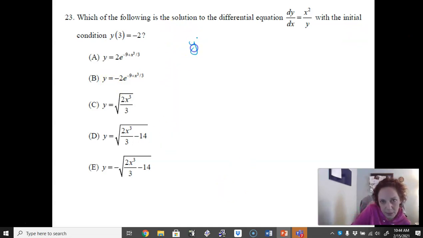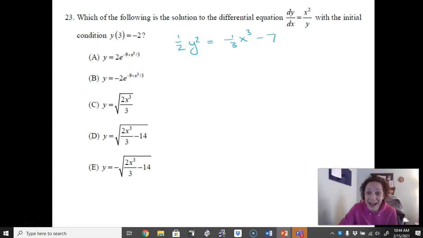So I have y squared over 2, I have 1/3 x cubed, and I have a minus 7. Okay. All right, so I notice I'm kind of done here, right? I solved my differential equation. The problem is that none of these answers are in this form. So I need to just algebraically get my answer in the right form.